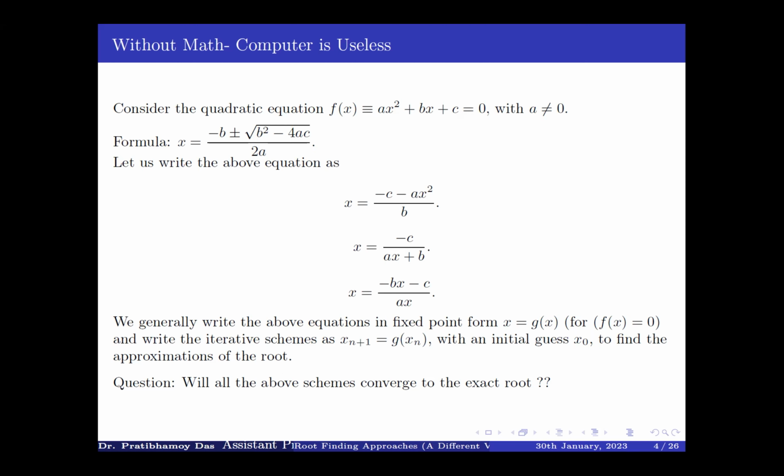Okay. So now the question is how to write f(x) equal to 0 in x equal to g(x) form. I can have plenty of choices. So I have given you three choices: x equal to this, x equal to minus c by (ax plus b), x equal to minus bx by a plus c by x. Okay. Which choice should I take? Whether I can take any choice? This is also an interesting question.